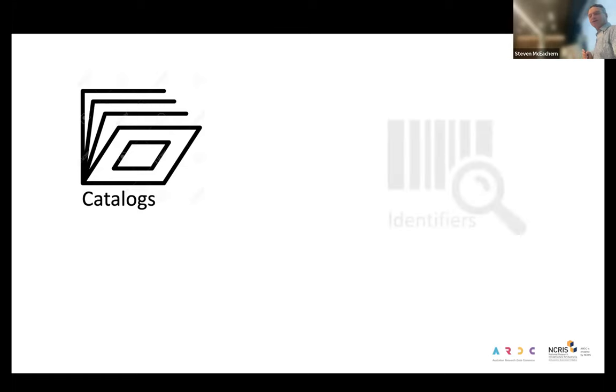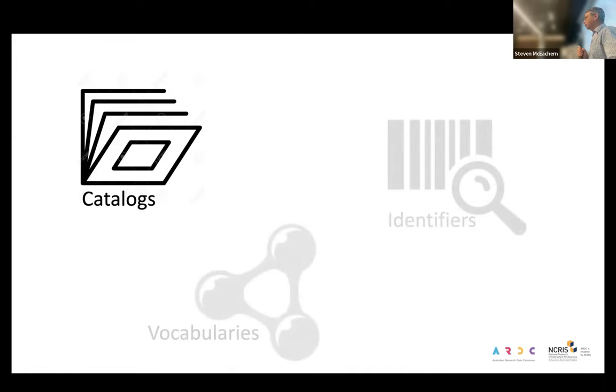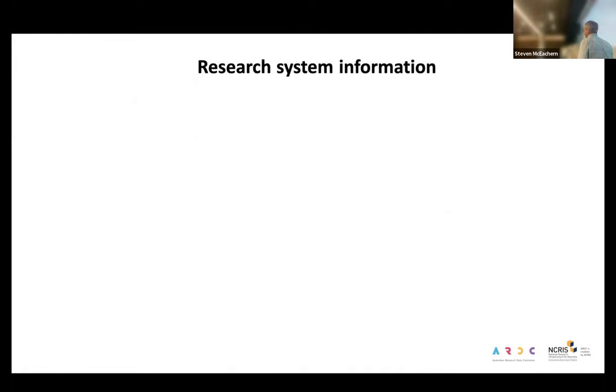I'll start with catalogs to give you the context, and it will build into why we have vocabularies in one sense. So a lot of this stuff I've talked about is research system information. We're talking about the whole of research in multiple different nations and organizations, and a way in which people often look at it is, I want information about data sets. So for example, the catalog I gave you there, what we're looking at there are the outputs. So you're looking at it as a system or program view, and there are inputs, activities, outputs, outcomes, and impacts.